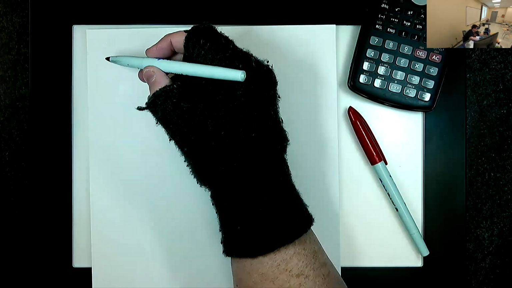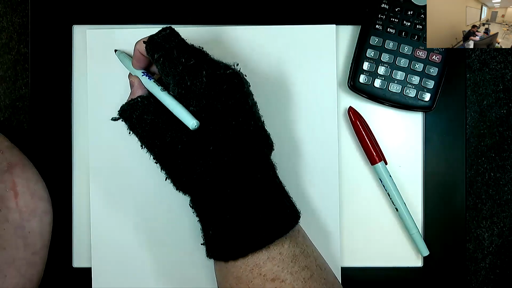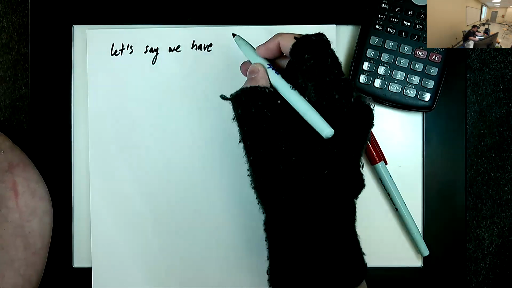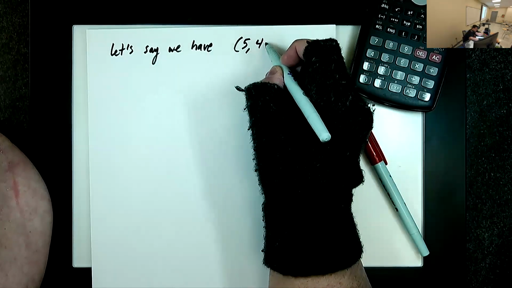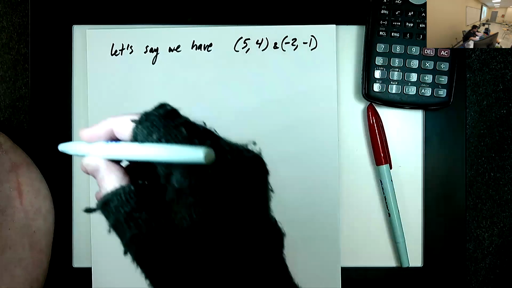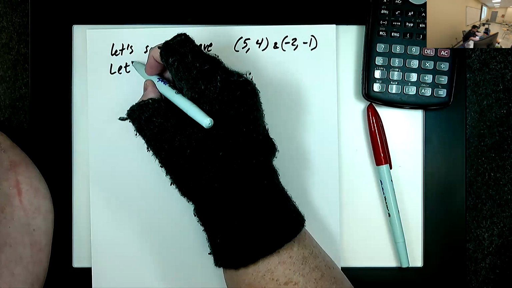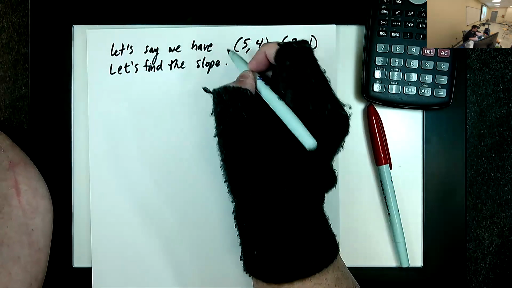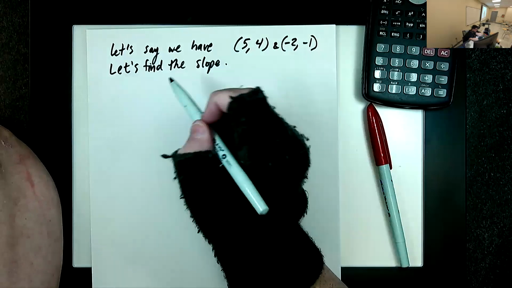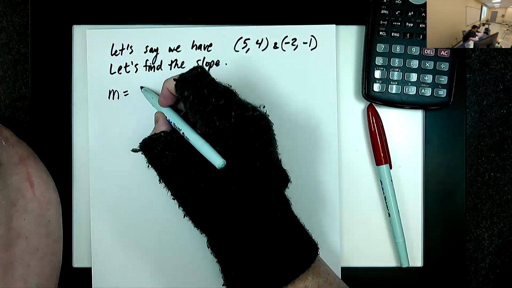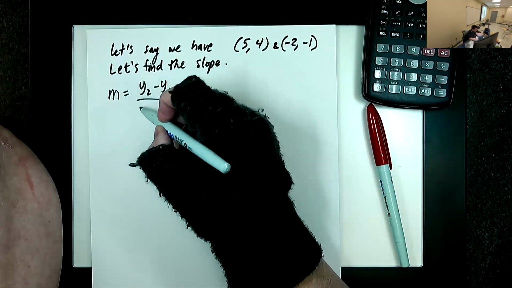And just to give you a little bit of practice, we did this yesterday, but we're going to be doing it a bunch today, so I want to refresh your memory. Let's say we have points (5, 4) and (-2, -1). Let's find the slope. And when I say we, or let's, I mean you. Remember, you're doing y2 minus y1 over x2 minus x1.